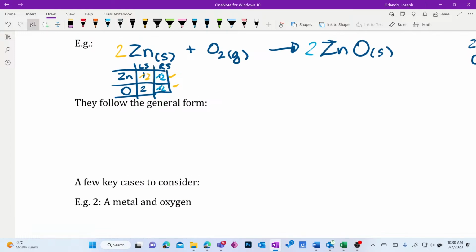Beautiful. Yes, absolutely. All right, and these follow the general form. Well, they follow the general form of something A plus some other thing B yielding some new thing AB.